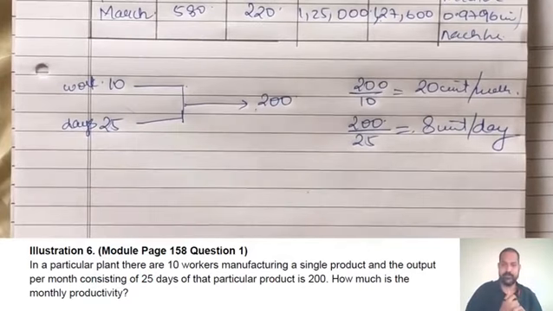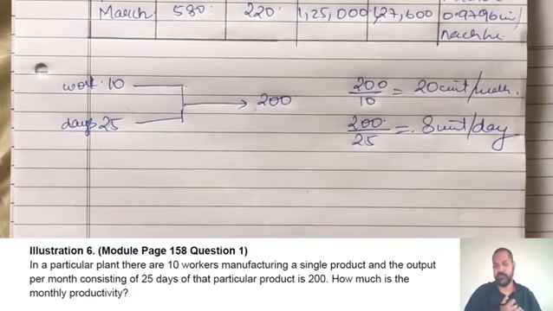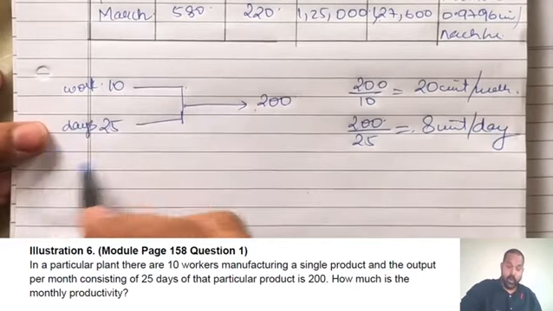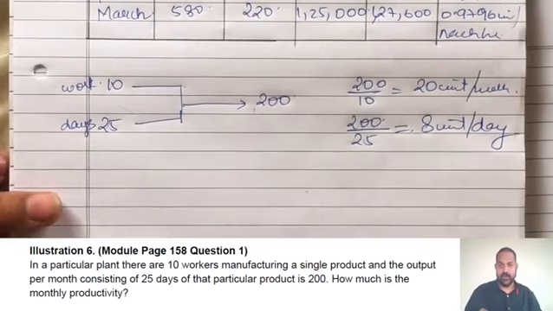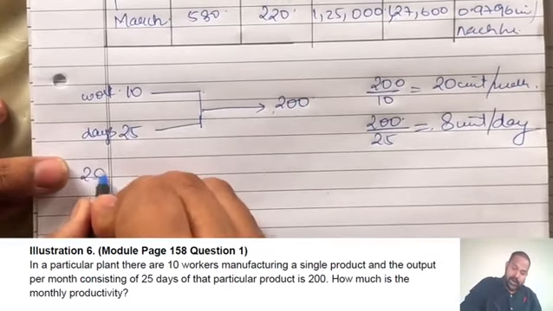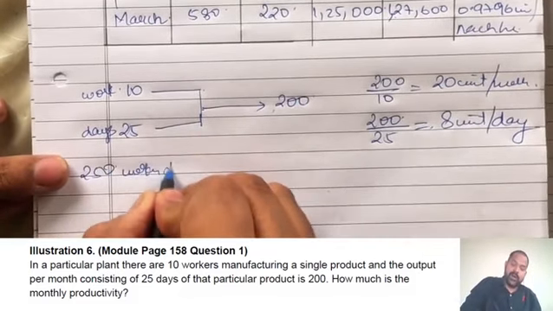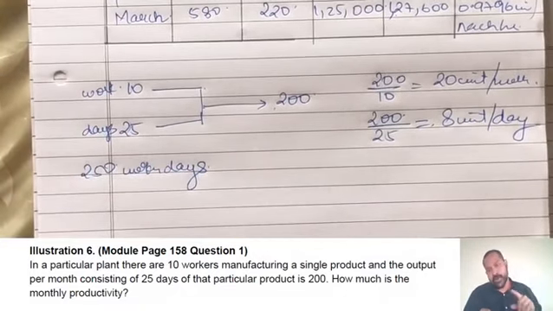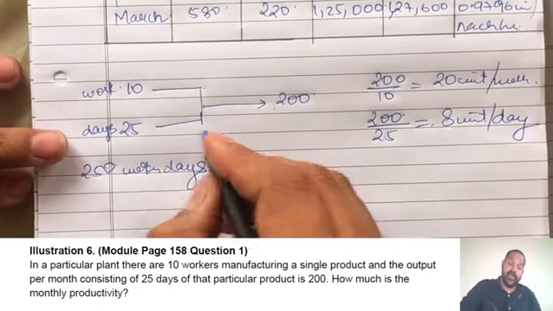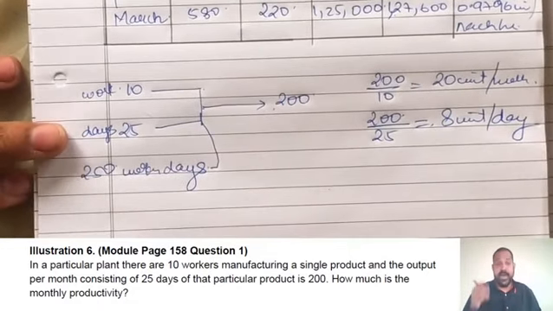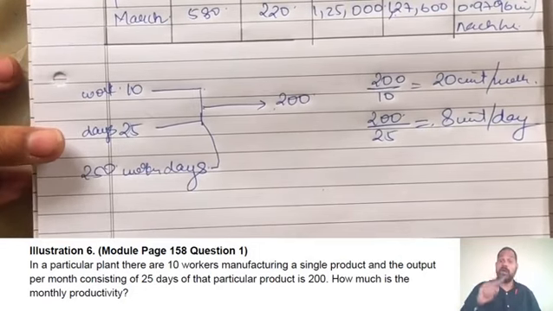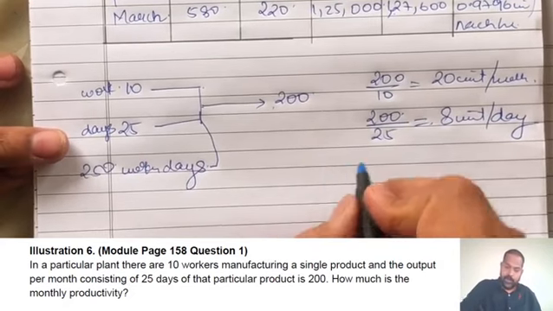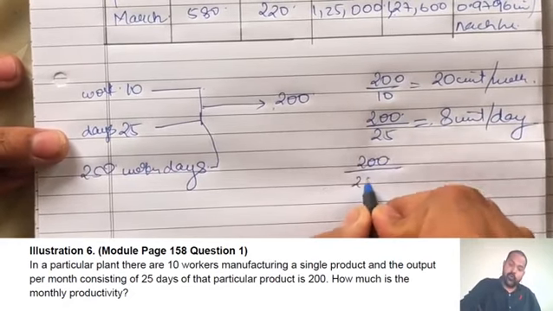This is my worker productivity and this is my day productivity. You haven't mentioned? Well, there's one more productivity that you can find. And what is that? 10 workers working for 25 days. Isn't it 250 worker days? 10 workers working for 25 days is 250 worker days. And if you now ask me a worker day productivity, then I am going to say that 200 units out of 250 worker days.